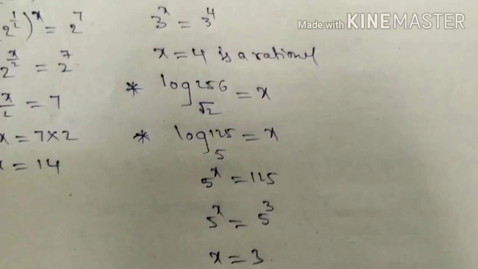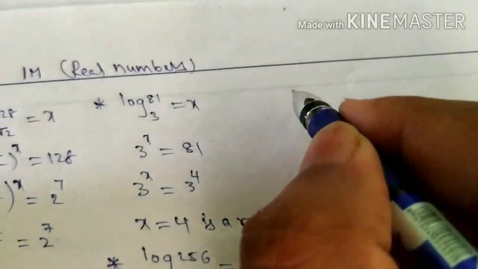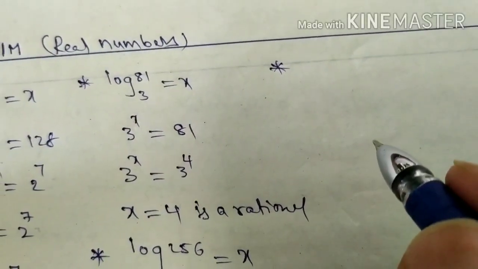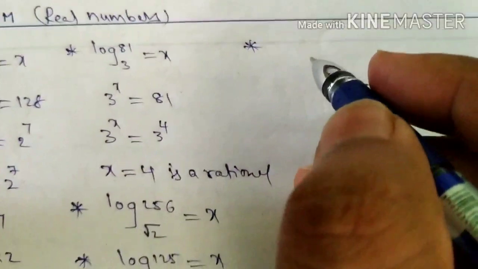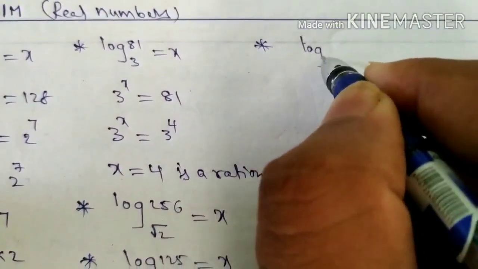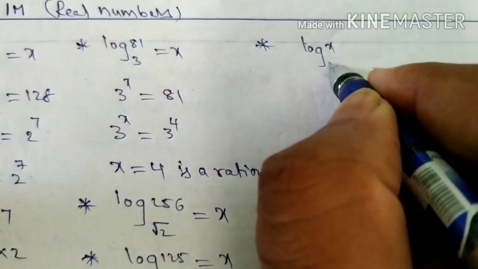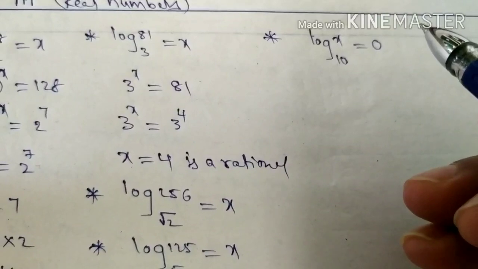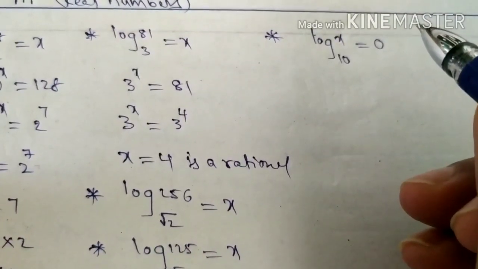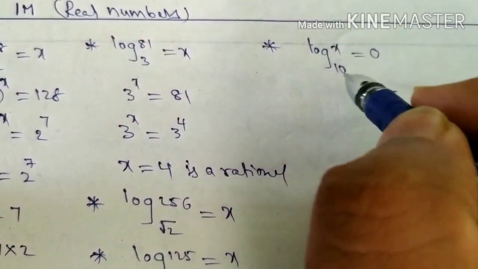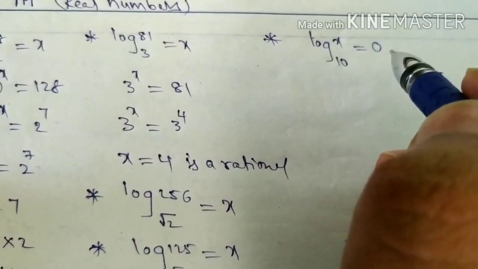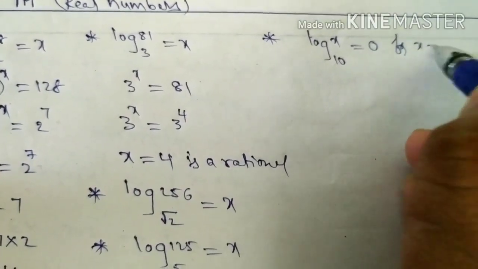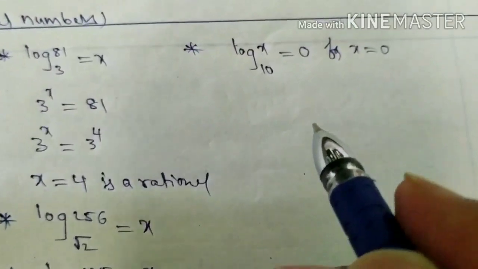Next, in logarithms some 2 marks questions are there. Here they give 1 mark questions and 2 marks questions also. One question given: log x to the base 10 is equal to 0. If log x to the base 10 is equal to 0, the value of x is equal to 0. If x is equal to 0, then log 0 to the base 10 is equal to 0. Do you agree with this condition or not for x is equal to 0? You have to check it.